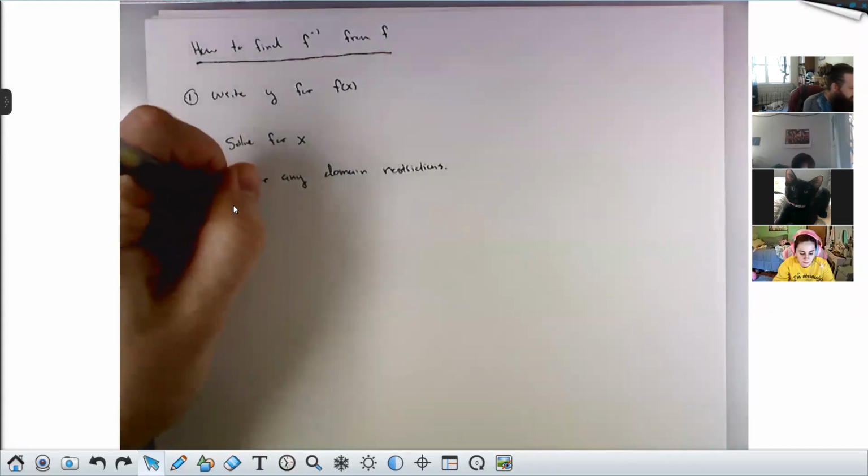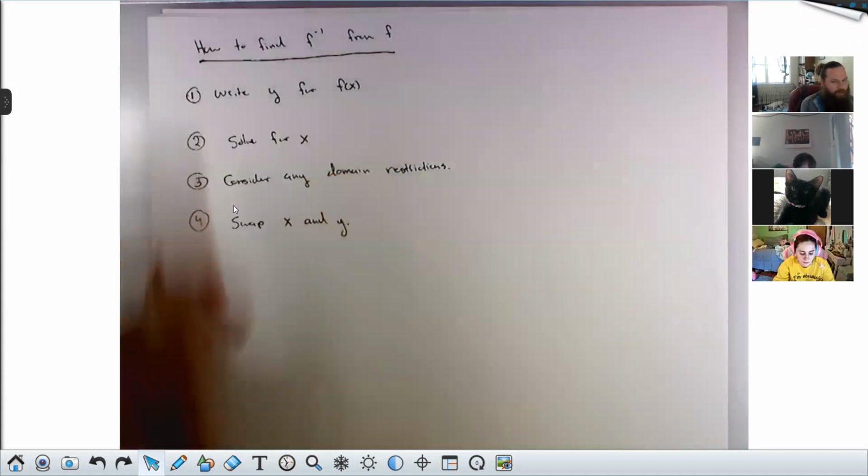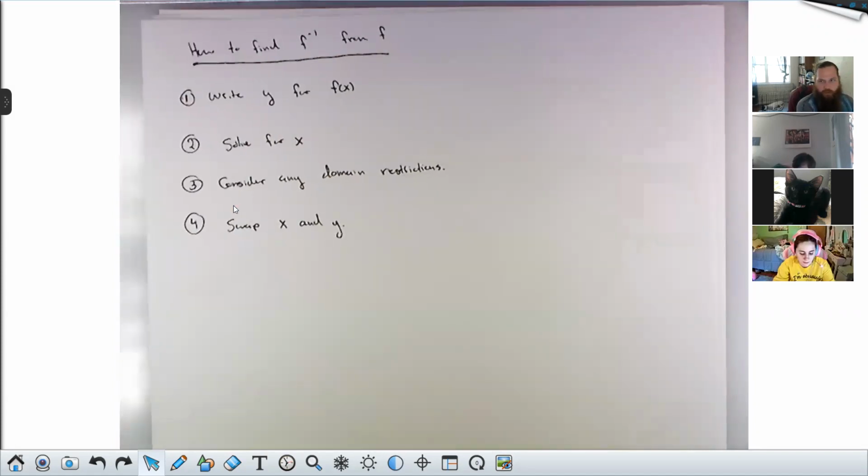swap x and y. When they teach you this in high school, they usually make that the first step. They're wrong, just wrong. And again, it's got to do with this third step, and I will explain exactly why this should be done after solving for x. So write y for f of x, solve for x, worry about domain restrictions, then swap x and y.